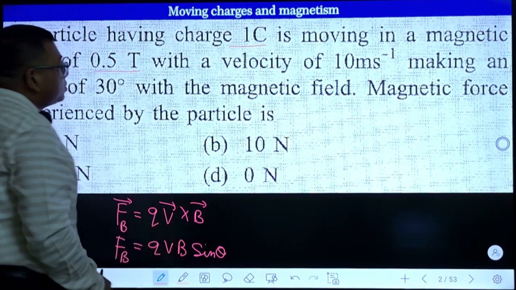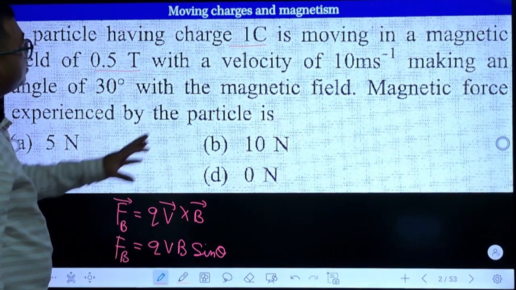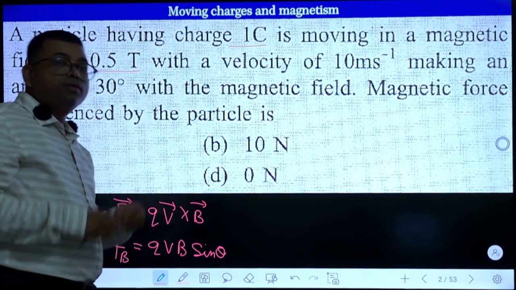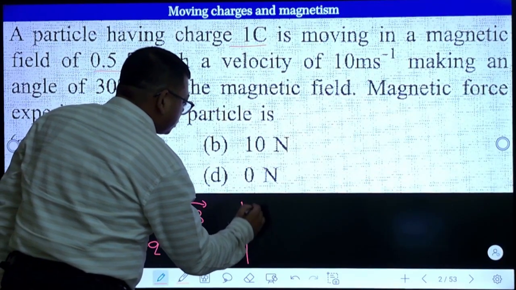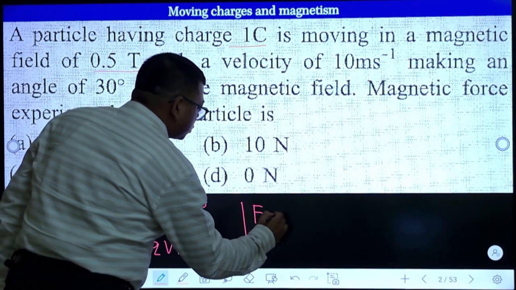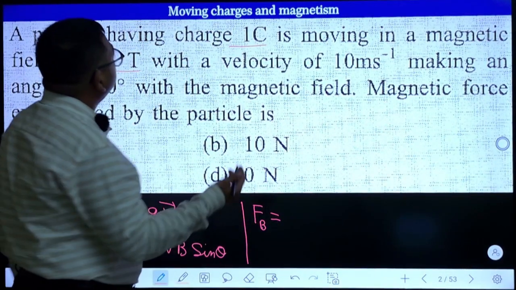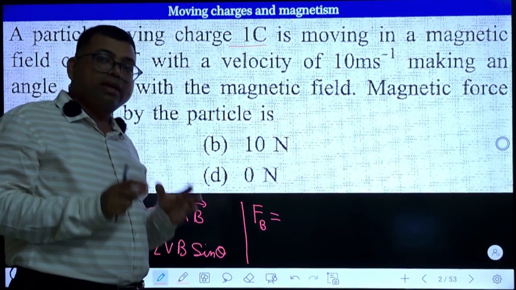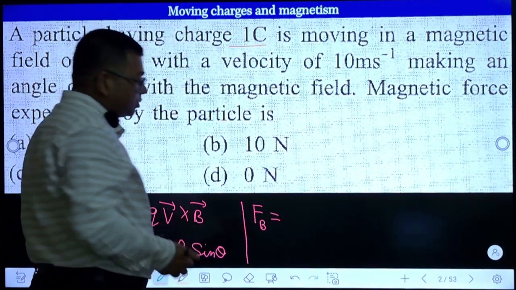So let us substitute the values. They have given velocity of 10 meter per second, making angle 30 degree with the field. Direct question it is, we need to substitute values. So what will be the magnetic force? Charge is given. How much charge is there? 1 coulomb. Whether it's positive or negative doesn't matter because you are calculating the magnitude, right? Direction you are not calculating.